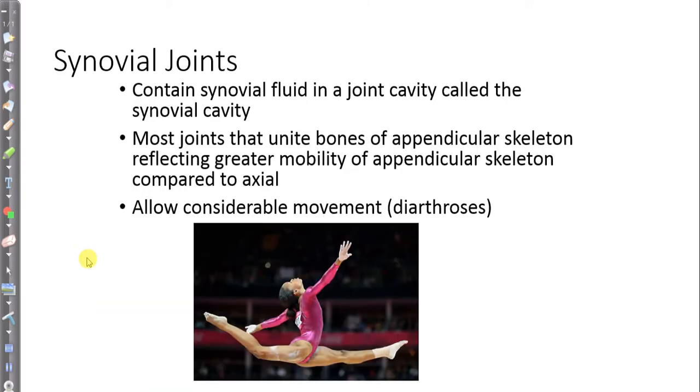And the last group is our synovial joints. Synovial joints are special because they're going to contain a joint cavity. So this is the first one that contains a joint cavity, and we're going to see a specialized organization that will include synovial fluid. Most of the joints that unite bones on the appendicular skeleton are going to be synovial joints.